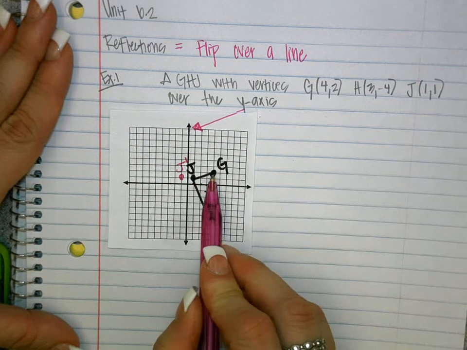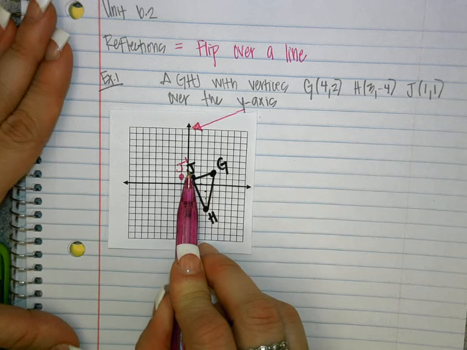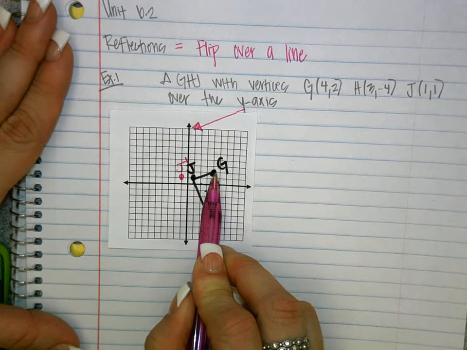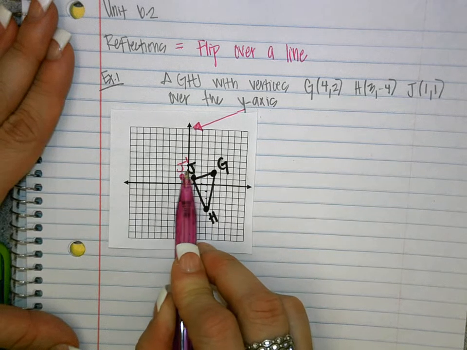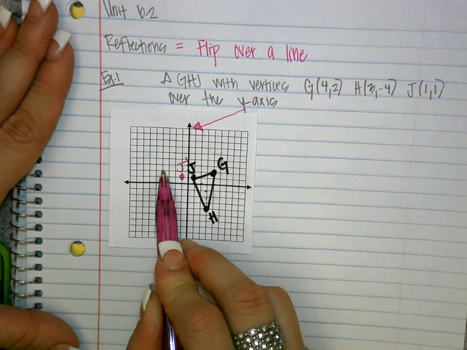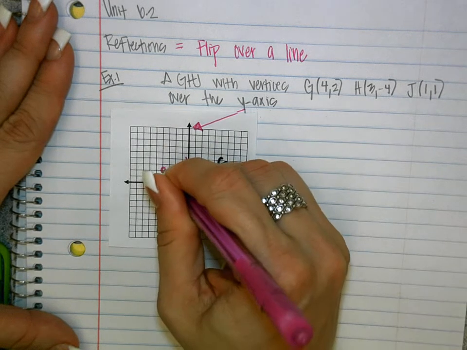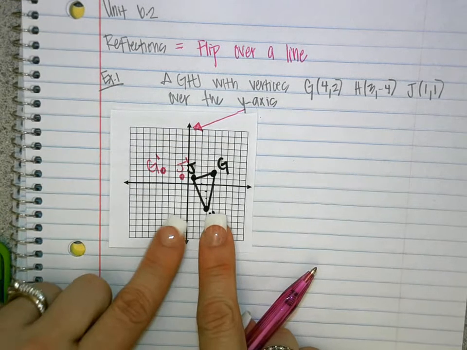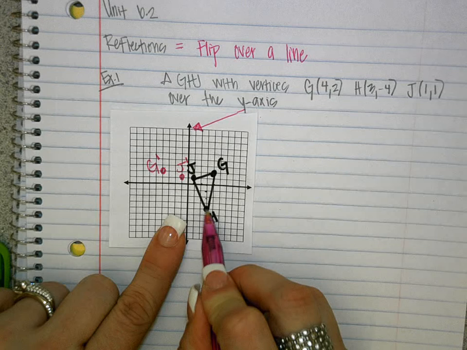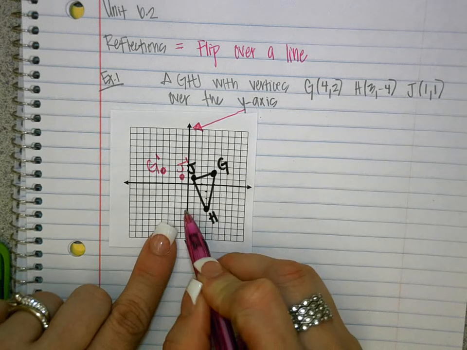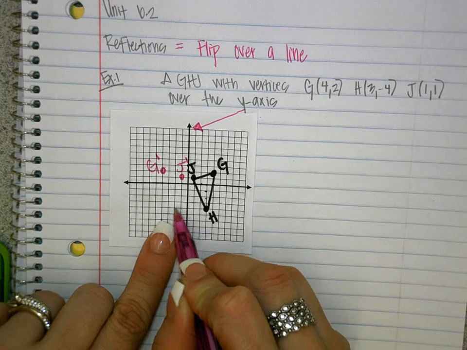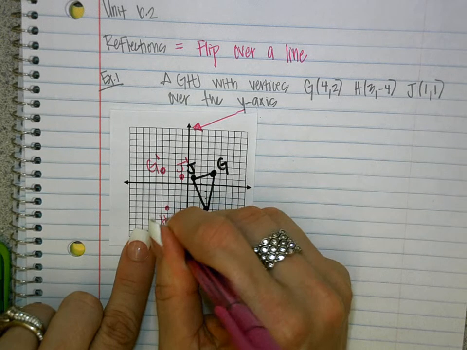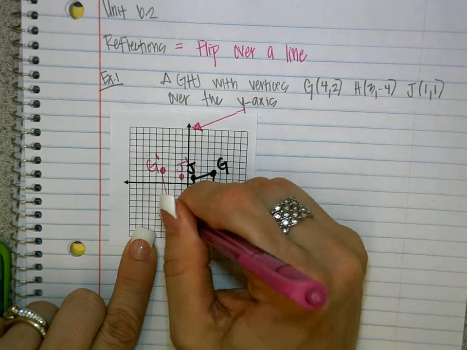Do the same thing for G. It is over 1, 2, 3, 4. So if it's 4 on the right, you're going to go 4 to the left. 1, 2, 3, 4. That's your G prime. Same thing for H. It is now 1, 2, 3 away on the right. So you're going to go from the axis, 3 to the left. And that's your H prime. You can connect those dots.